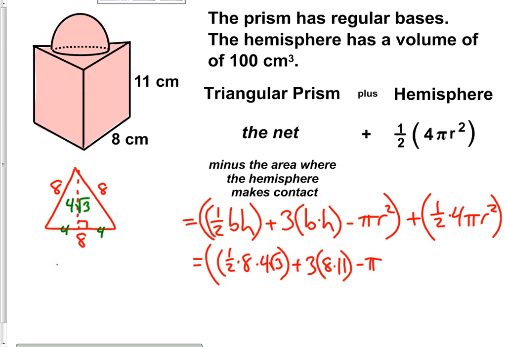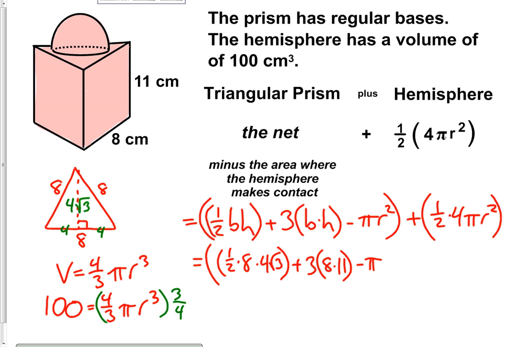So let's see what we have. They talk about volume. Volume is 4/3 pi r cubed, and they say the volume is 100. Well, we need to know what that radius is, so we need to get that thing out of there. If we take the problem, we want to get rid of that 4/3. We can multiply by the reciprocal. Whatever we do to one side, we have to do to the other.